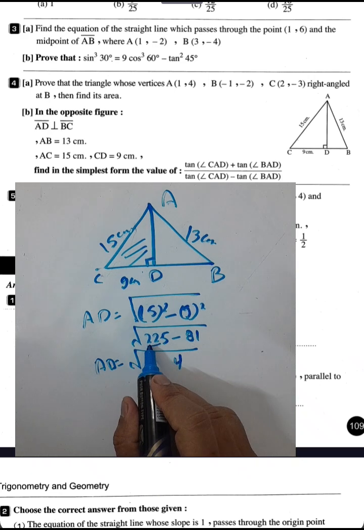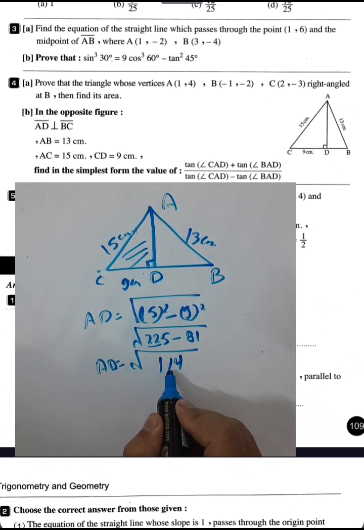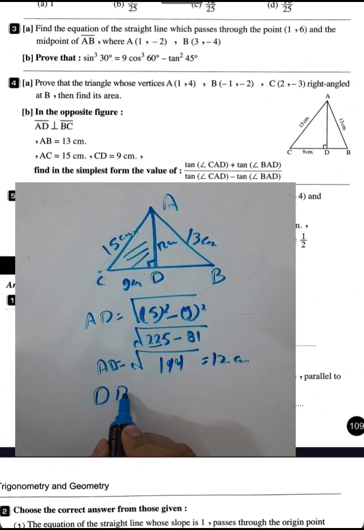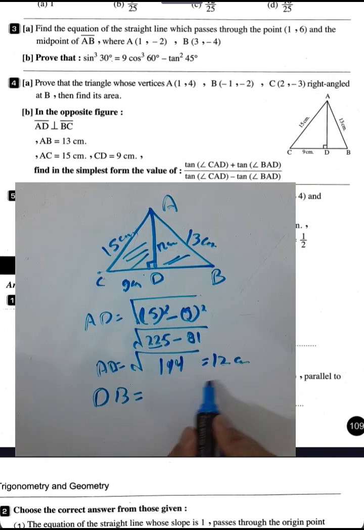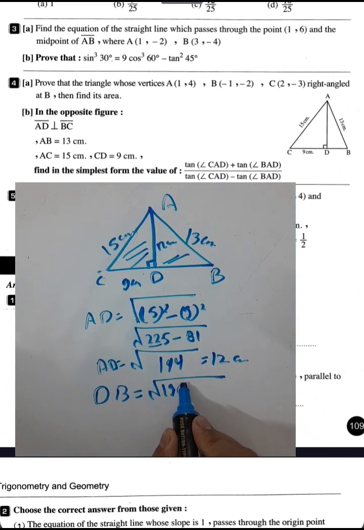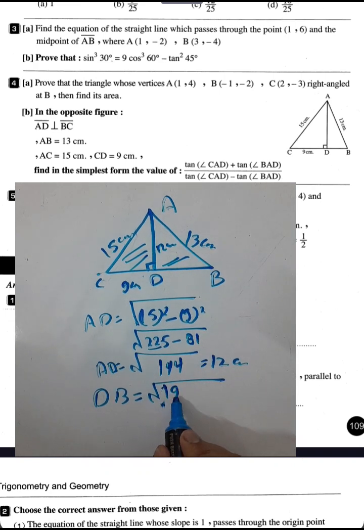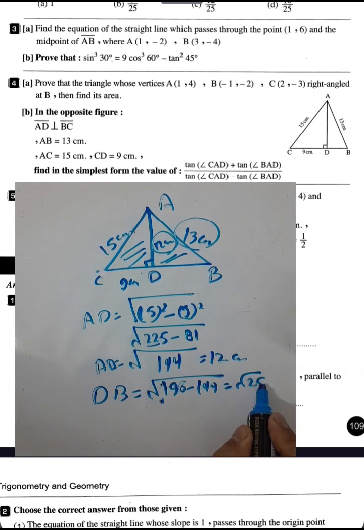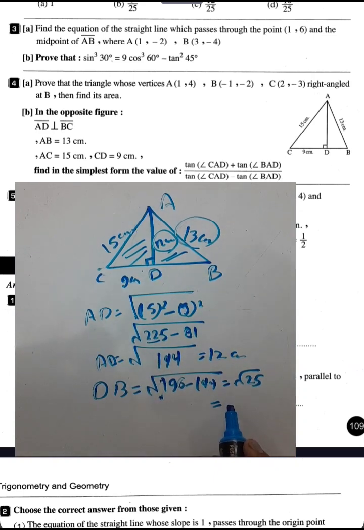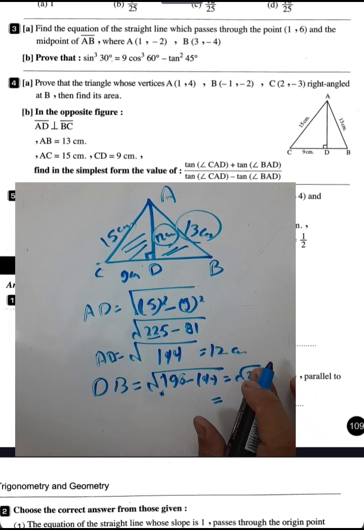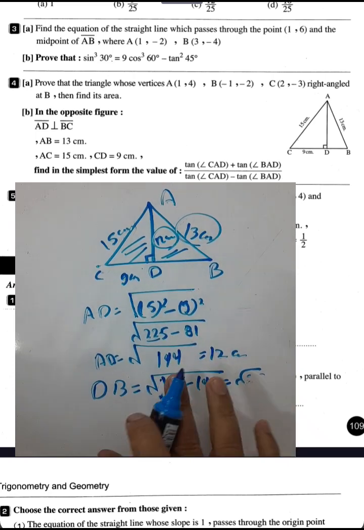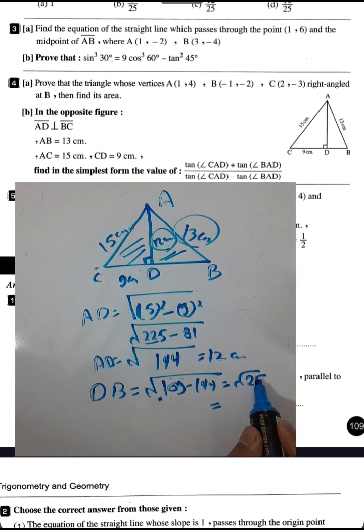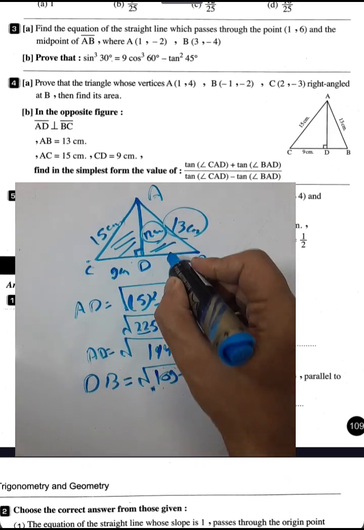22 subtract 8, it will be 14. Then the result will be 12 centimeters. This side length is 12 centimeters. And then you can find the length of DB from this right angle triangle. The square root of 13 power 2 subtract 12 power 2. The result will be 25. The square root of the difference, 169 subtract 144, 25, will be 5 centimeters.